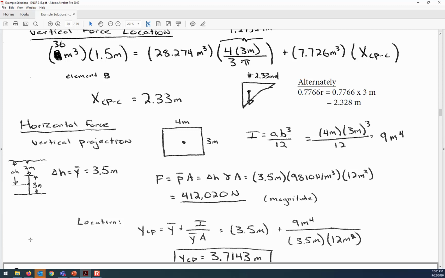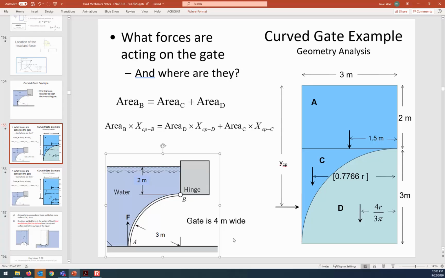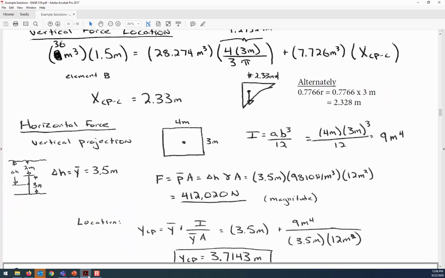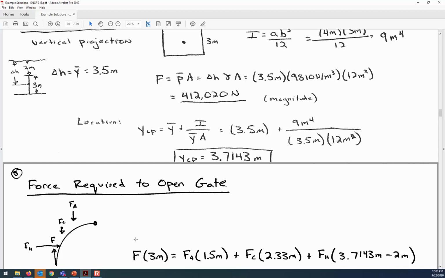Okay, now the overall answer that this example is asking is, what is the force on the gate? What force is required to open the gate? So we've calculated this force that's keeping it closed, this force that's keeping it closed, and now also the horizontal force is keeping it closed. But now we have to balance that all out with the force that's required to open it.